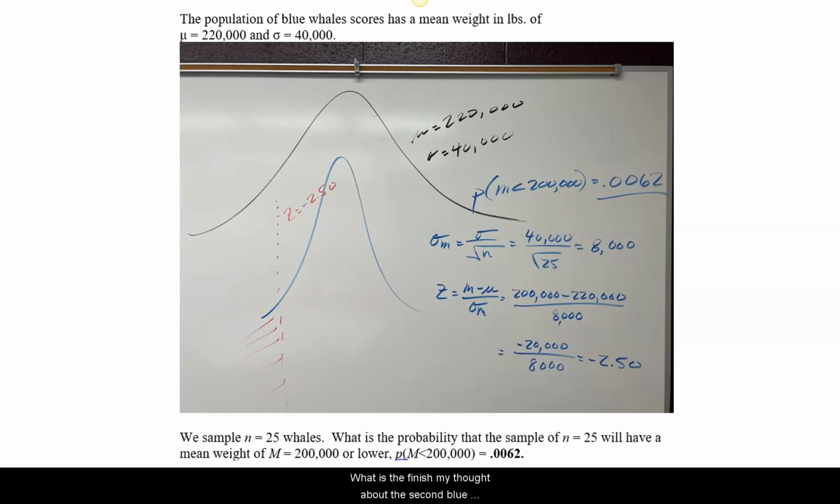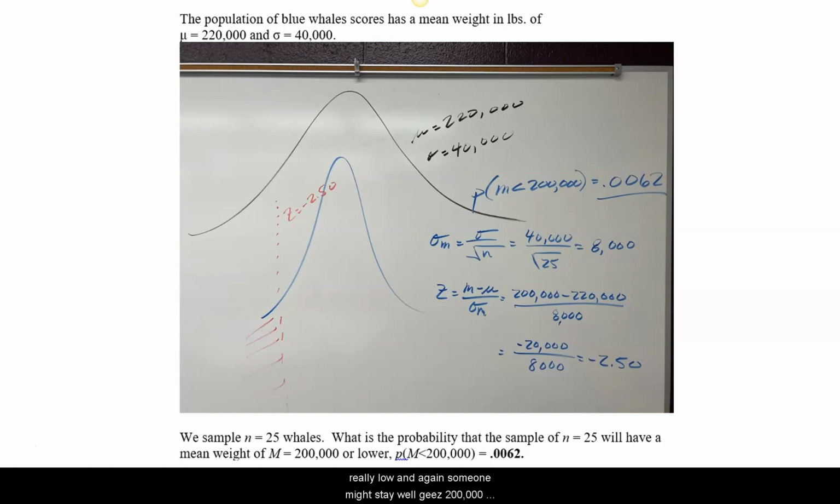Well, just to finish my thought about the second blue whales problem, again, this sample size was much higher. And I think something I forgot to mention was that the probability is terribly remote. As you can see, 0.0062. So the probability that the sample of 25 whales will have a mean weight of 200,000 or lower is off the charts low. I mean, really, really low.